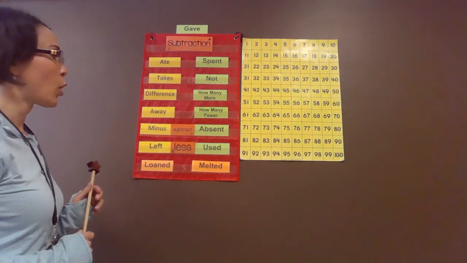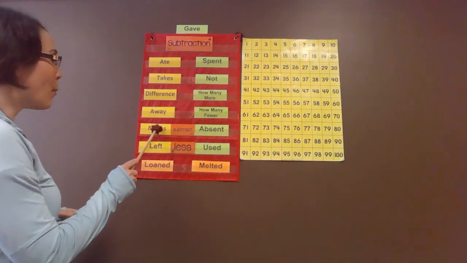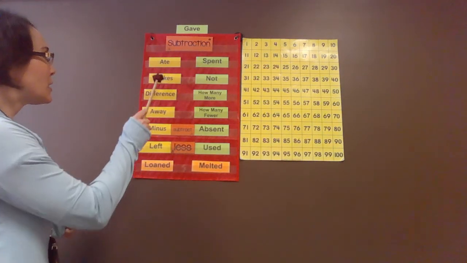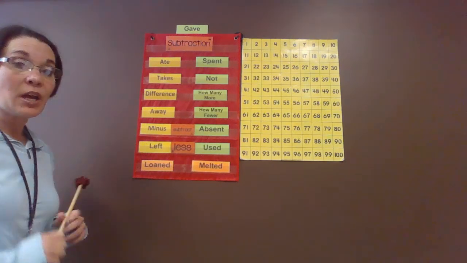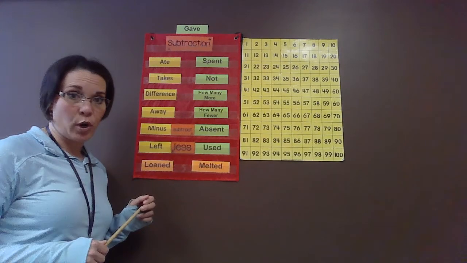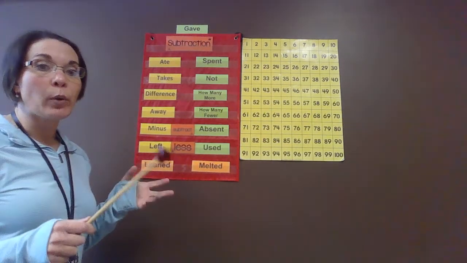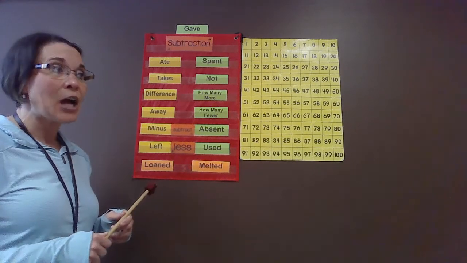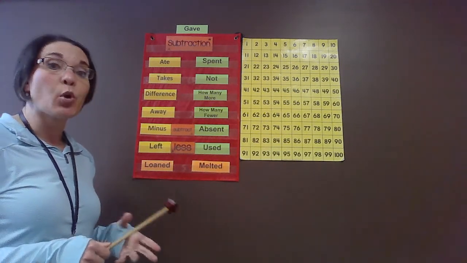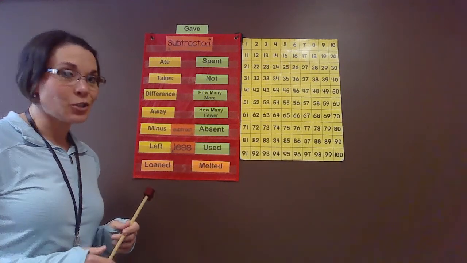So a lot of these words, some of them you might already know, okay? Like minus, away, takes, left. Those are a lot of big ones that maybe you could have seen in first grade word problems, okay? So what we're going to do, we are now going to move into the actual word problems, and we're going to look for those clue words, and we're going to discuss strategies on how to solve. So stay tuned.